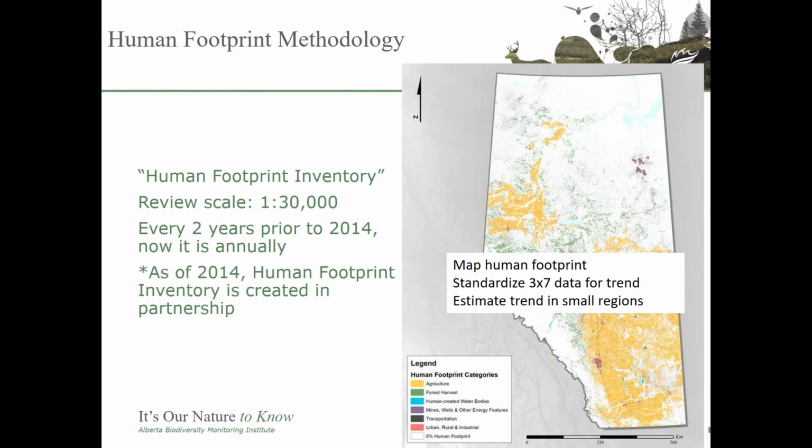Some of the sublayers used in the human footprint inventory are created as part of the Alberta Human Footprint Monitoring Program. So that's a collaboration between ABMI and the government of Alberta that's been happening since about 2014. And it has an objective to increase the accuracy of human footprint data. This product is updated annually, most recently for 2016, and we're already working on the next product for release.